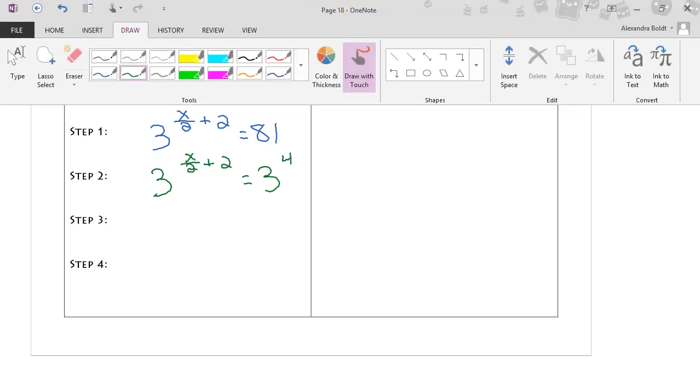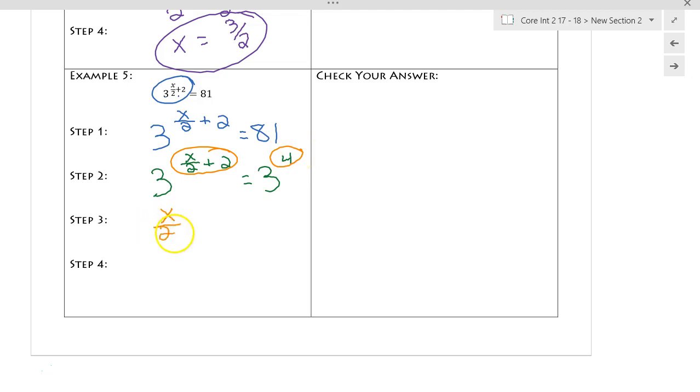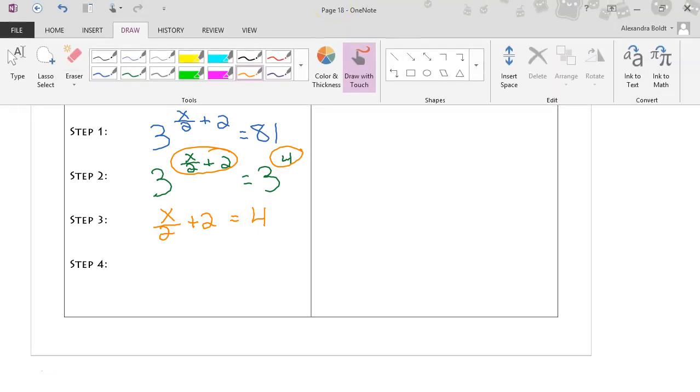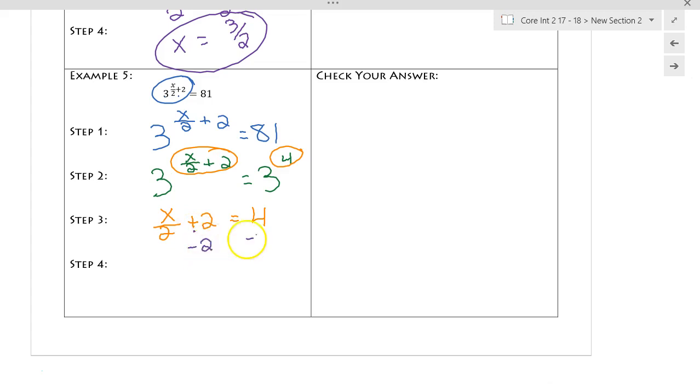Set your exponents equal to each other. I have an exponent of x over 2 plus 2 and an exponent of 4. The next thing I have to do is just solve. Remember, we always deal with the addition and subtraction first. I'm going to subtract 2, doing the opposite. X over 2 equals 4 minus 2 is 2.